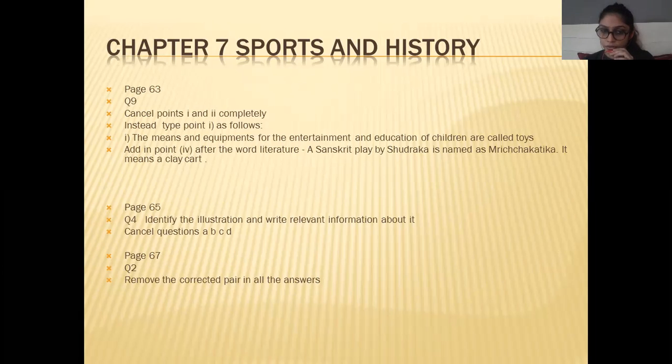पेज नंबर 67, क्वेश्चन नंबर 2. Remove all the corrected pairs in the answers. Okay.